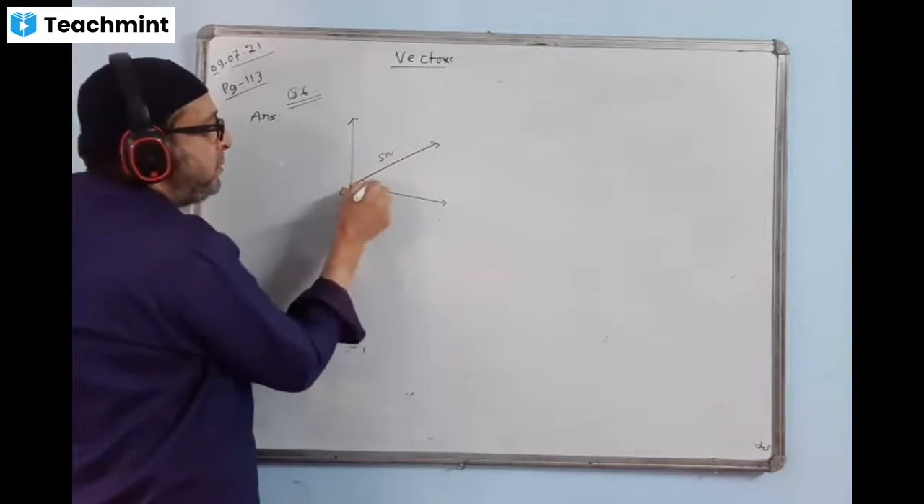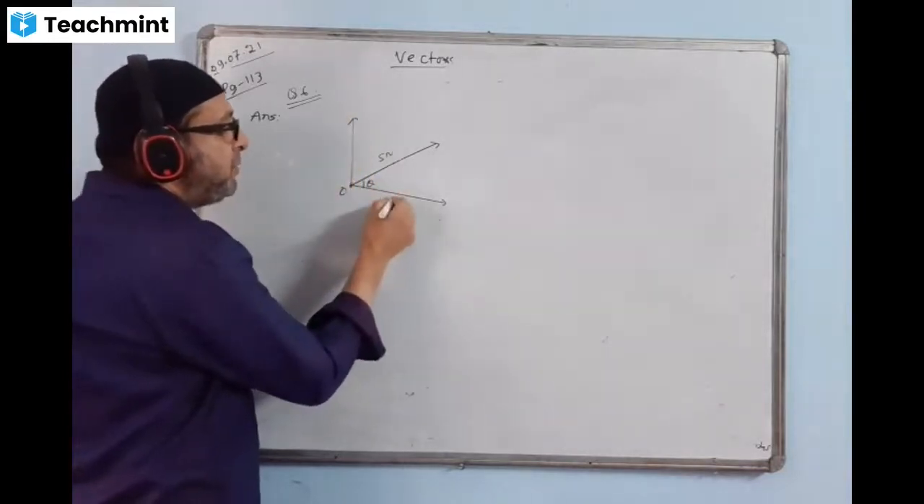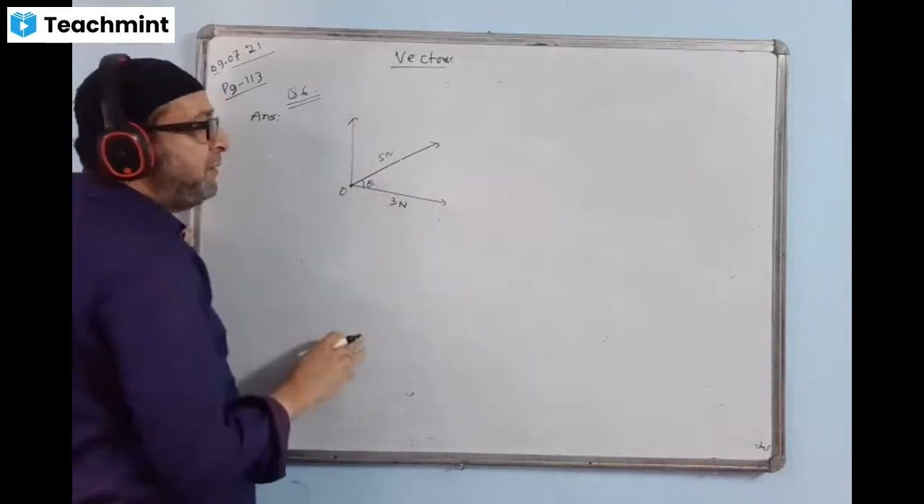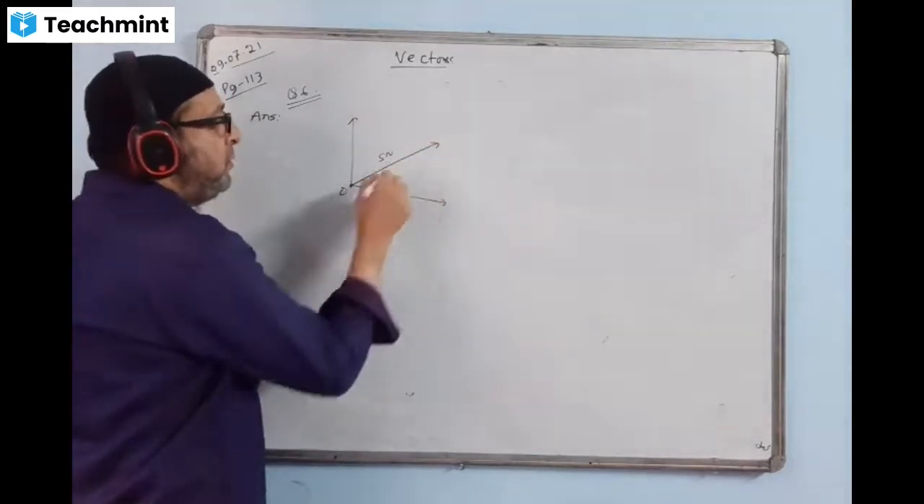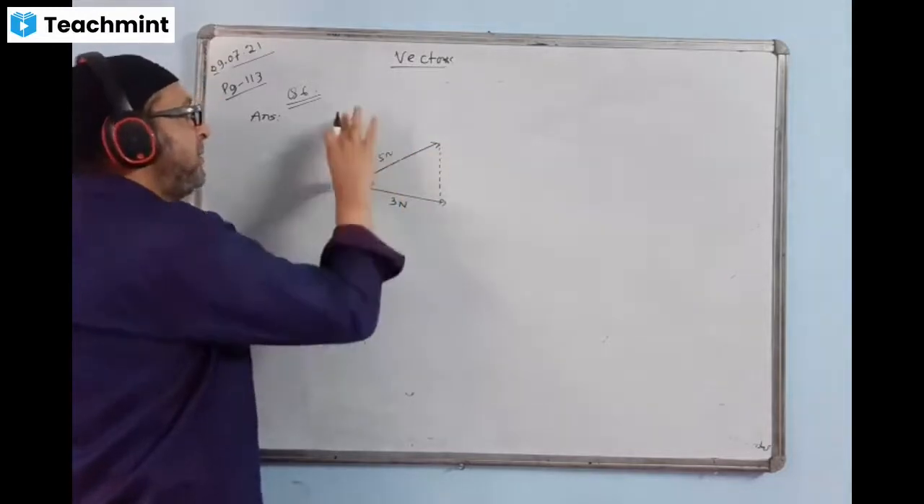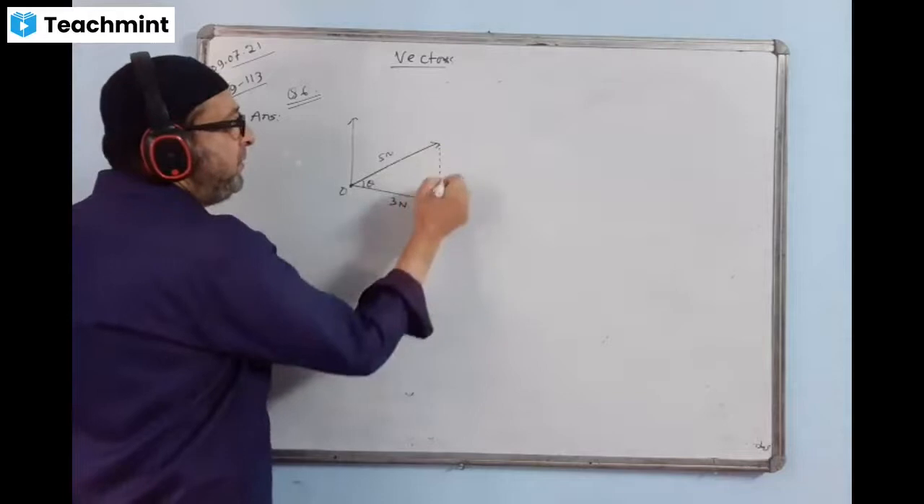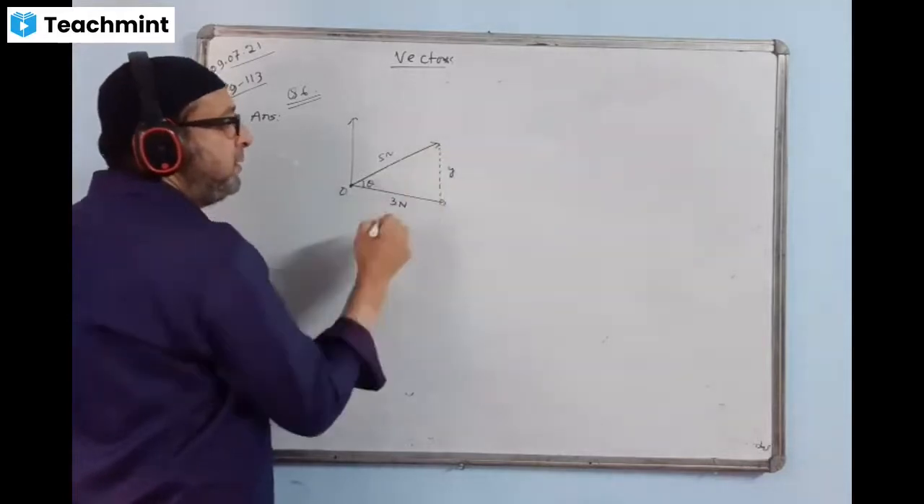One is here, and this angle is, suppose, theta. One of the component values is given as 3 Newton. So you have to find the other component. This is simple. You can draw a line like this. This value will be the same, this will be 3. This one we do not know. Suppose this one is the y component.